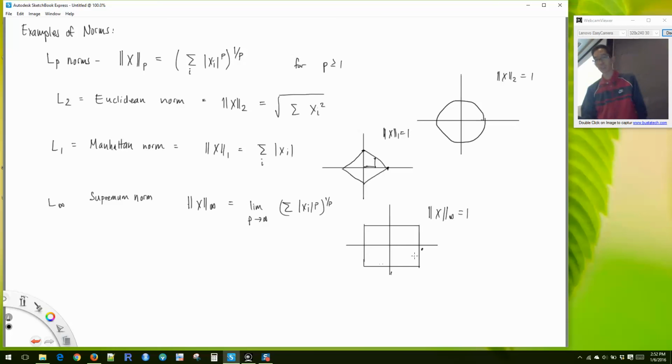Okay, and so you can imagine, if you think of what goes on inside here, at any point less than 1, you are taking it basically to the infinity power, and so this becomes practically 0, right? But then taking the 1 over infinity, it kind of forms this outside border perimeter there for the max norm or the supremum norm.